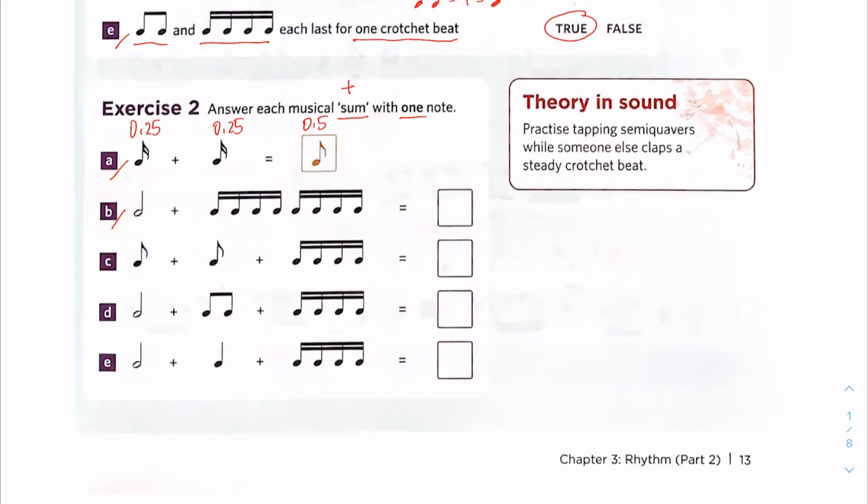Question B, we have a minim. A minim is worth 2 counts, plus here we have 2 sets of 4 semiquavers, which means 8 semiquavers. And each set of 4 semiquavers makes 1 beat. So this is a 1. The other set is also 1. So altogether we have 2 plus 1 plus 1, which makes 4. So I'm going to write 4 here. Which note represents 4 beats? The answer is a semibreve.